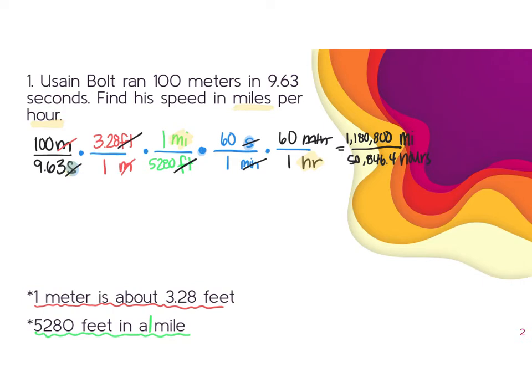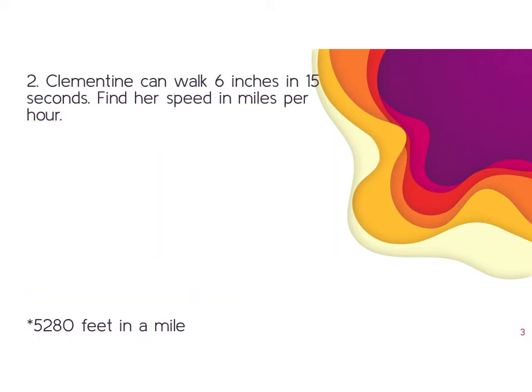Now we want it to be per 1 hour. So what we're going to do is take those numbers and just divide them. And we get about 23.2 miles per 1 hour. Let's take a look at another one.